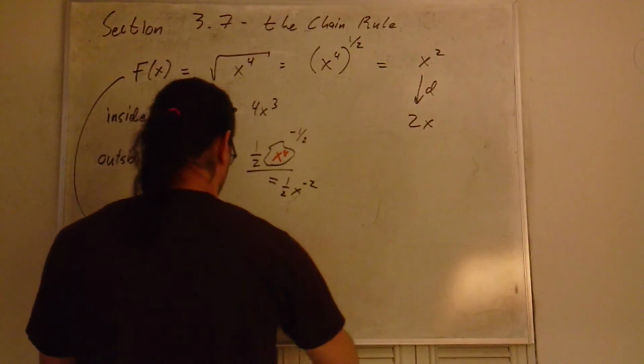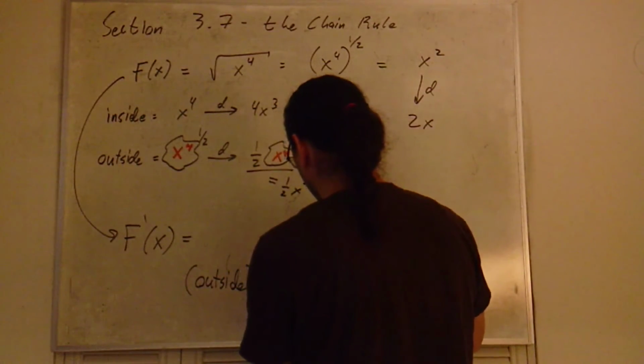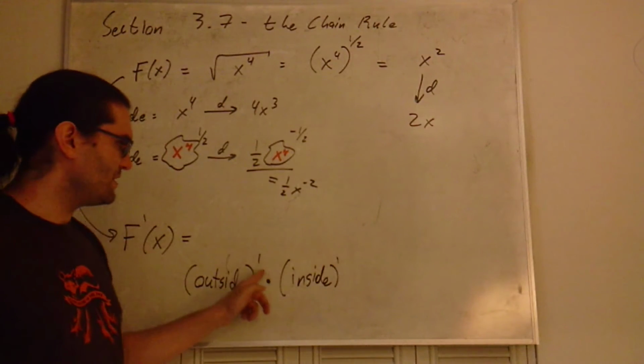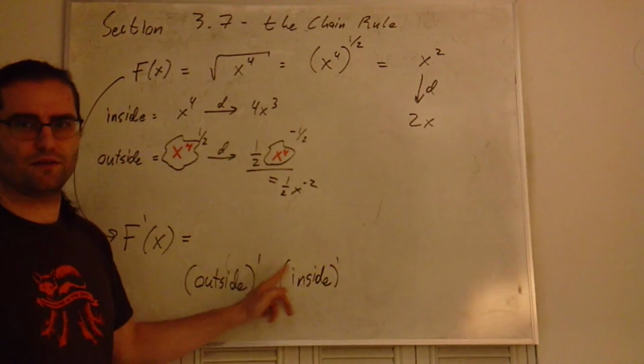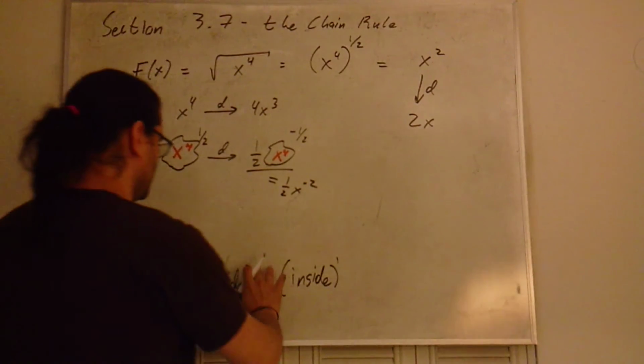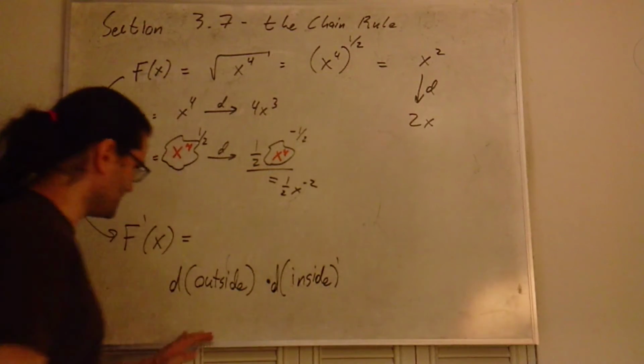So it's the derivative of the outside times the derivative of the inside. It's outside prime, inside prime. These look like ones. They're not. They're primes. This is derivative. Maybe I should use d's instead. Derivative of outside times derivative of the inside. There you go.